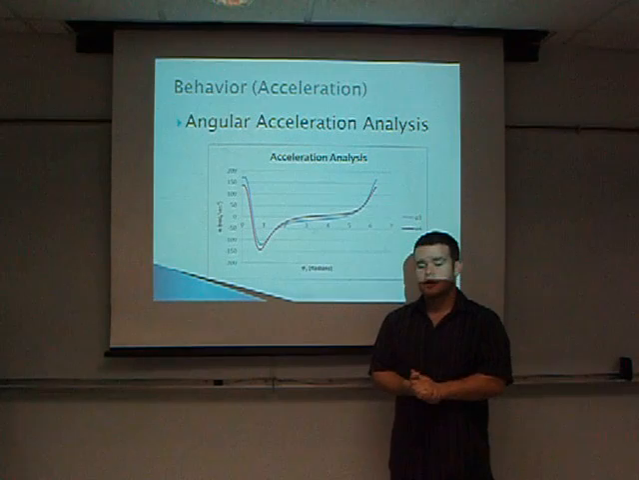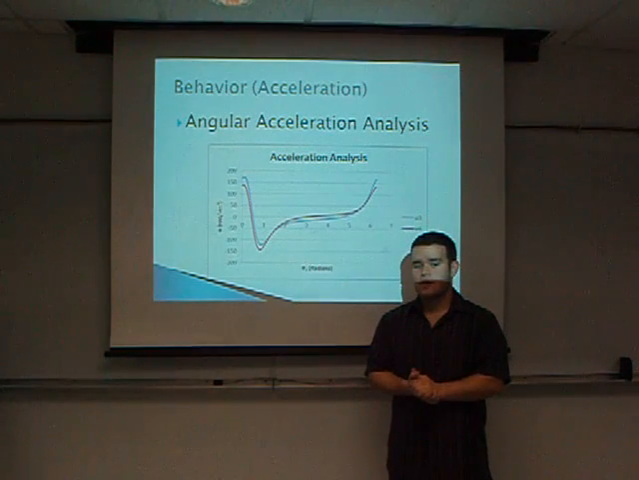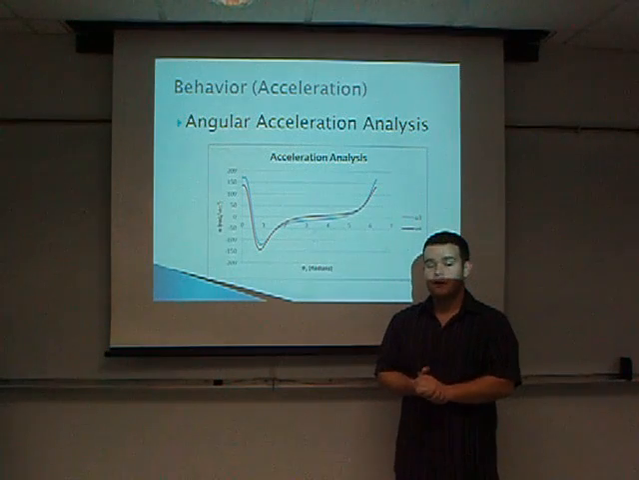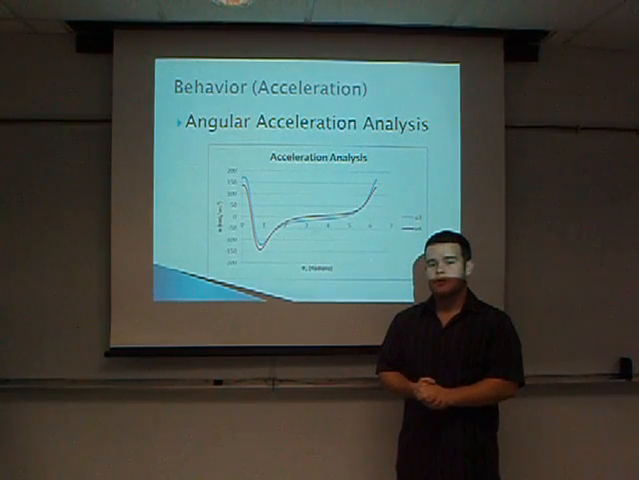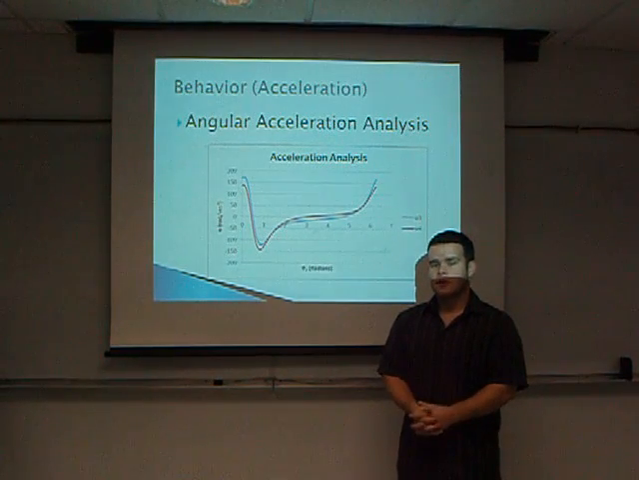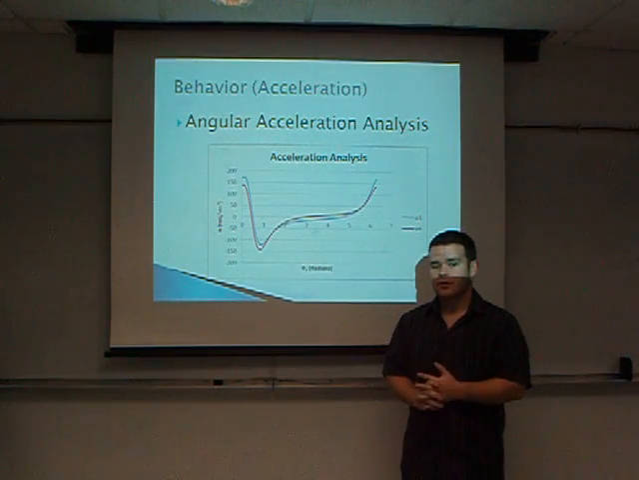Just as in the case of the angular velocity, the angular acceleration follows a similar pattern. With an input angular acceleration of alpha 2 equals 0 radians per second squared, we see that we have oscillating angular accelerations at link 3 and link 4.